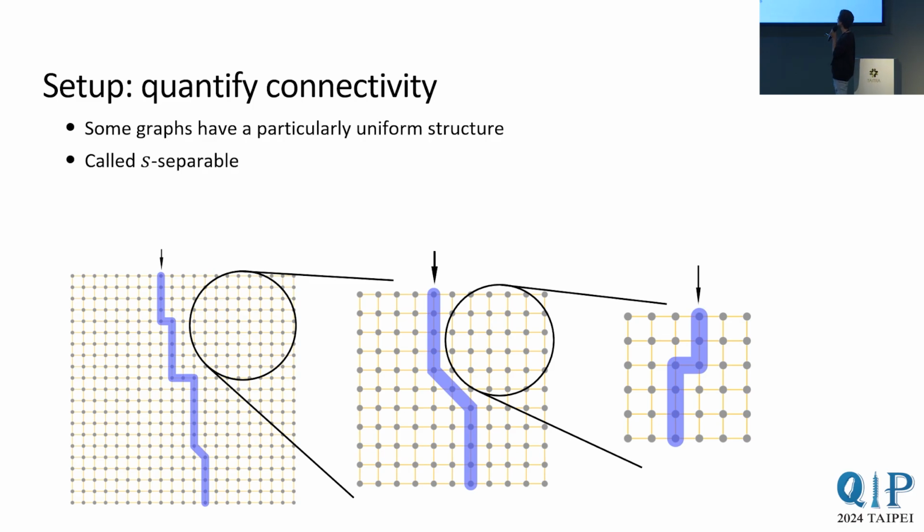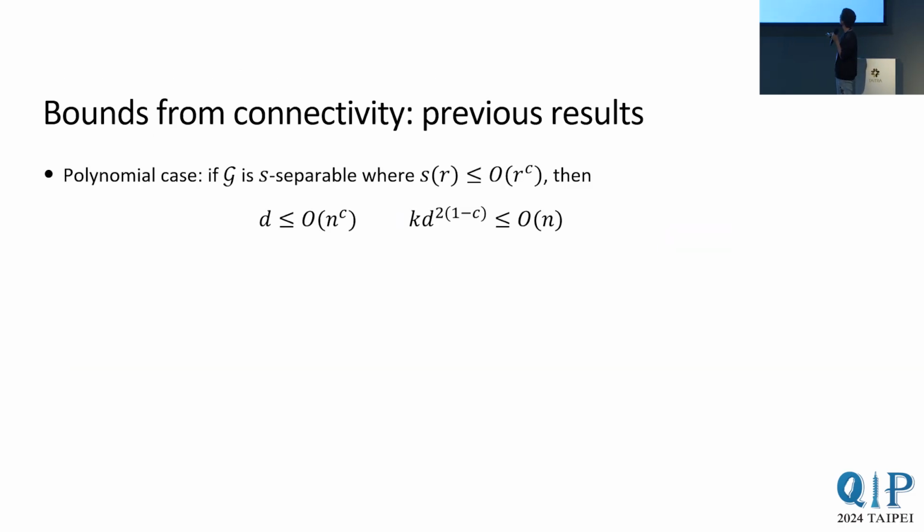You can see that the number of qubits that you remove at every step corresponds to a certain function of the subgraph. And the point is that the function never changes. So across the graph, across the scale that you're looking at, it's always the same function that indicates the number of vertices that you have to remove. And this kind of graph is called S-separable, where S is the function, and S is the separation profile.